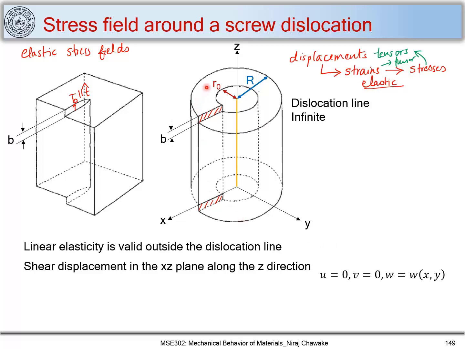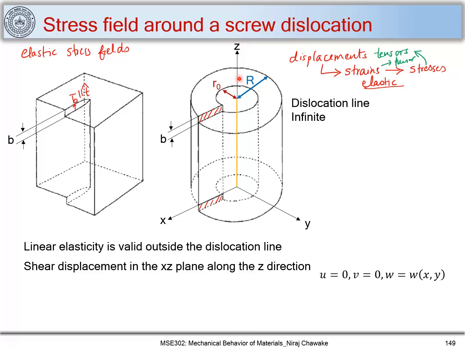If you consider this screw dislocation here, u is the displacement along the x direction. There is no displacement along the x direction, so u will be 0. Similarly, there is no displacement along the y direction, that is, v equals 0. But there is a displacement along the z direction, that is, we have sheared this along the z direction, and we have some value of w, the displacement along the z direction, which is a function of x and y. It is not a function of z.